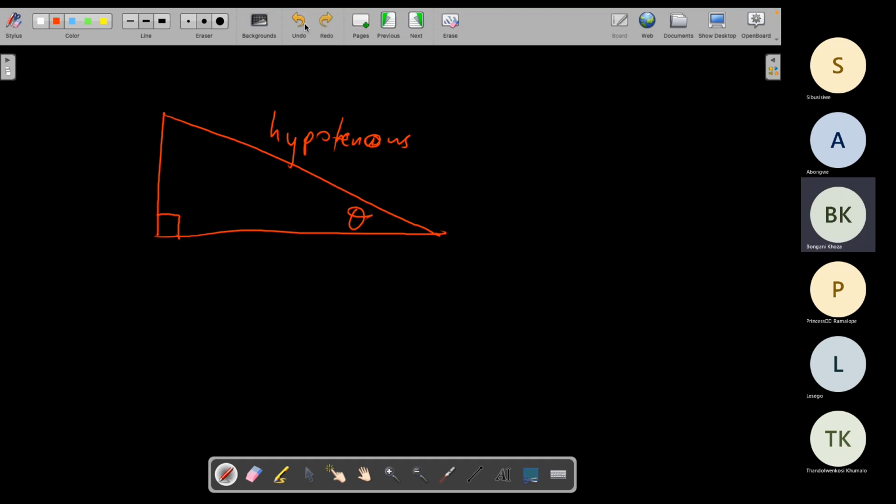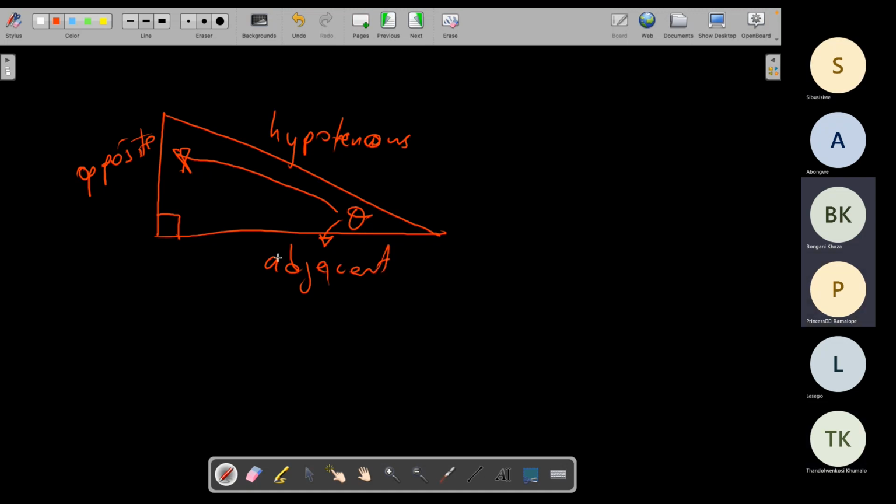All good? Right. Yes. And then the side facing the angle, this side, we call this the opposite side. So this is the opposite. And then the one that's right next to the angle, like this, this side we call the adjacent side, like that. So opposite, adjacent, and hypotenuse, like that.